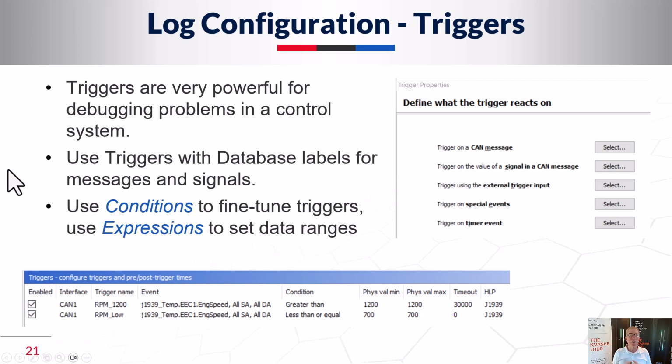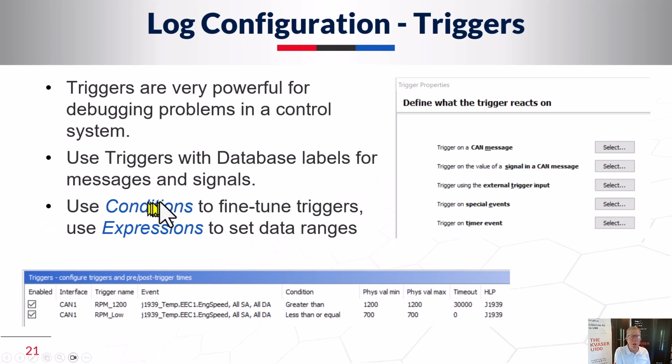Triggers. Triggers are very powerful. Typically, you would set up a trigger for a hard-to-find event. You don't want to just log everything. You just want to catch some event. Then again, you select one of these, and you set up these types of different triggers on a signal, on a full CAN message. External trigger event. You could have a button on the dash that a driver presses when an event occurs that they want to make sure got logged. Special events, timer events. So really configurable there.